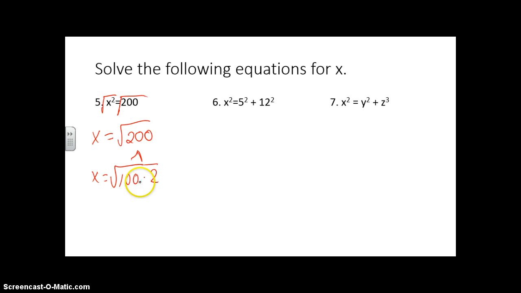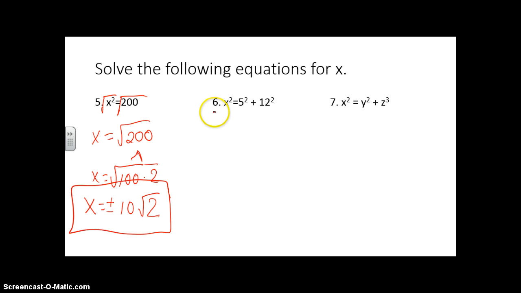So x equals the square root of 100 times 2. 100 is a perfect square number. So when I take the square root of 100, we get plus or minus 10 times the square root. Since 2 is not a perfect square number, we leave that under the radical sign. So my final answer is x equals plus or minus 10 times the square root of 2. And that's the answer to number 5.